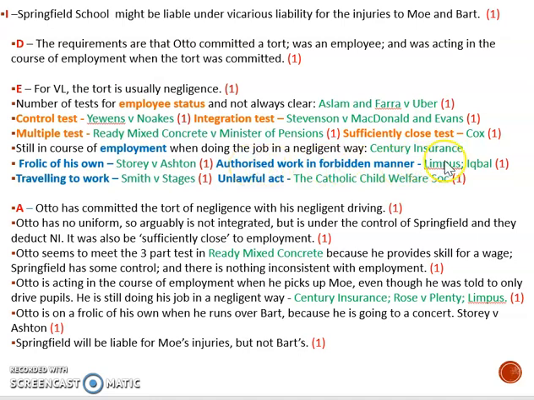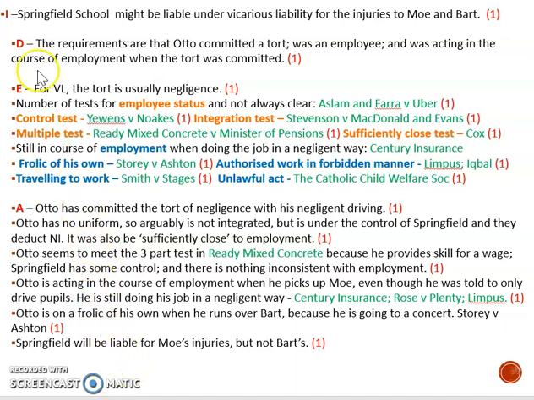That's particularly relevant to this scenario because Otto was told only to drive school children, and yet he picks up his friend Mo and he goes off to one of his own concerts. I'd explain travelling to work as an unlawful act as well. So I've got a chunky E, and then I'd go on to my application here.